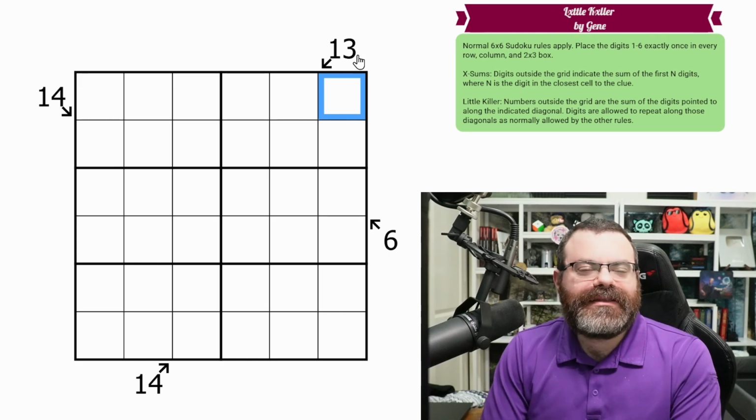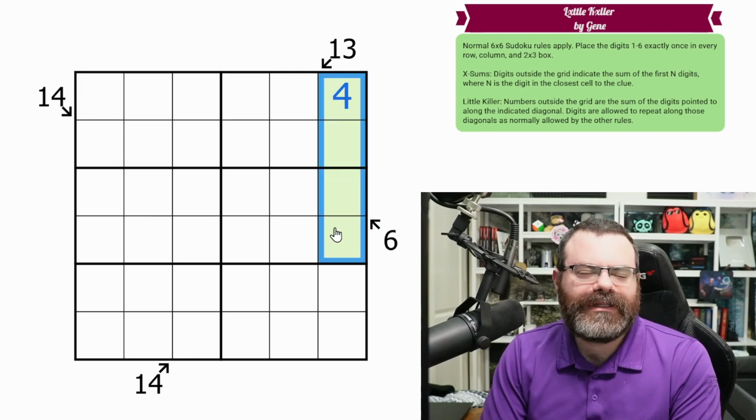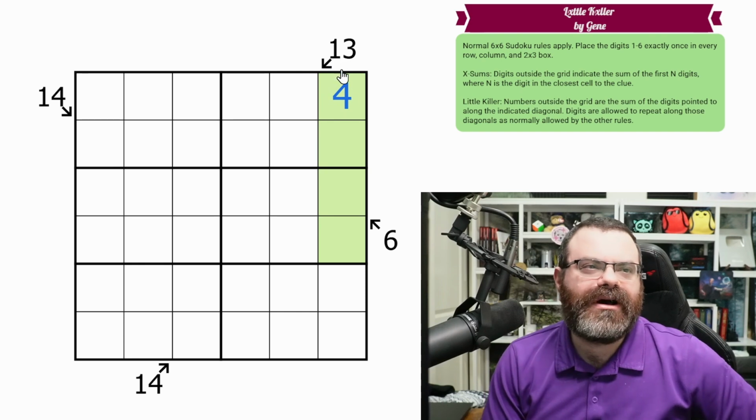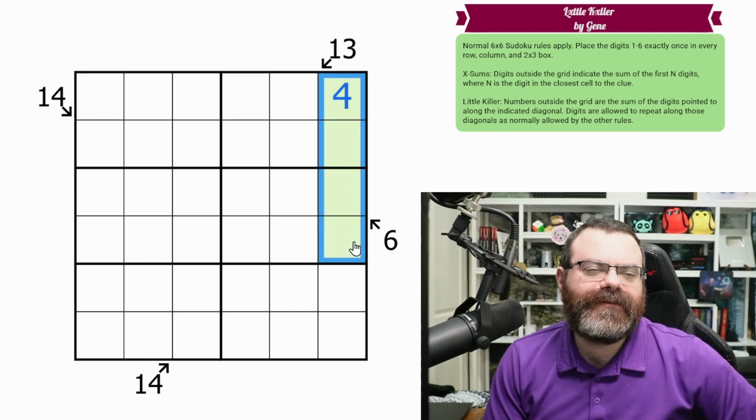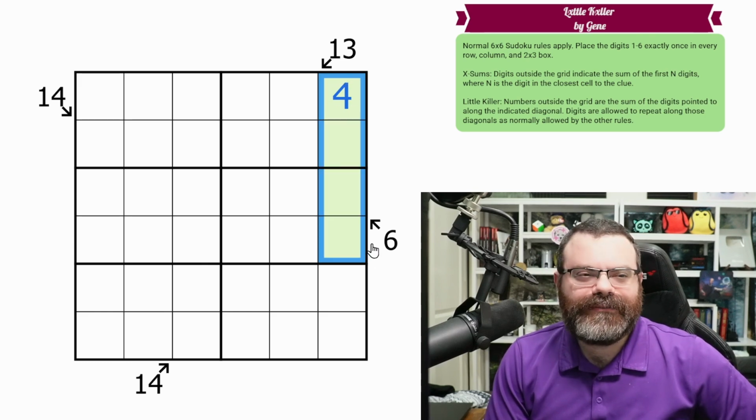So digits outside the grid, like this 13, what we do is we take the first cell next to the clue. Let's say it's a 4. Then including it, we need to take 4 cells from the clue. The clue is cluing this column. So we need to take the first 4 cells from the perspective of that clue, including this 4, and they need to add to 13.